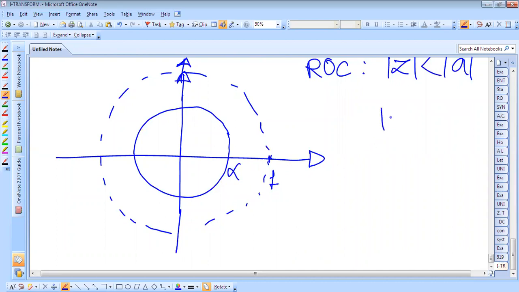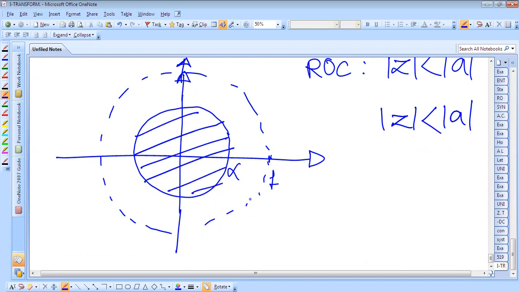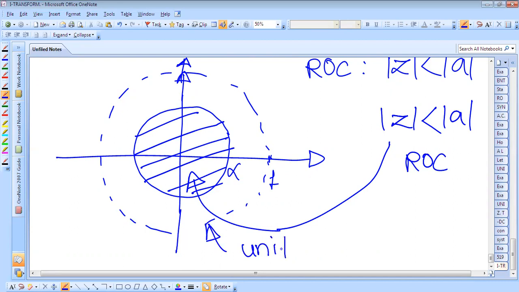Therefore, the magnitude of Z is less than e. Therefore, this is your region of convergence. The magnitude of Z is less than 1, and this is also your ROC. This is the unit circle. This is the real part of Z, and this is the imaginary part of Z.